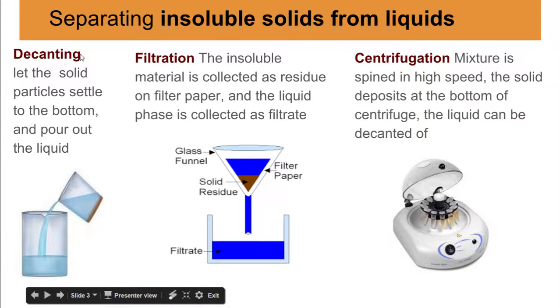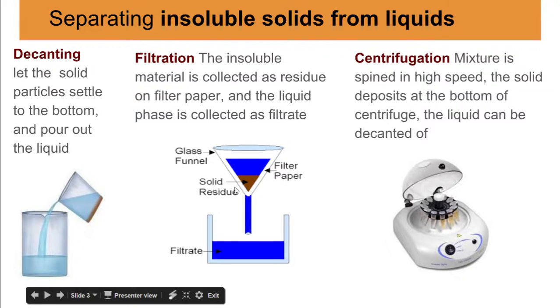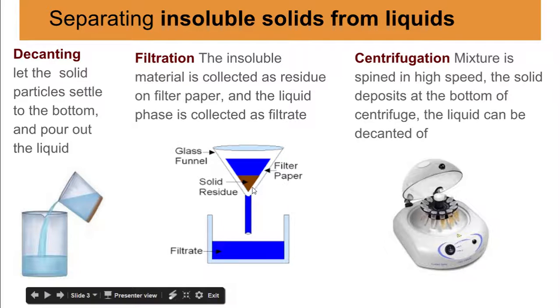First, let's see different methods that we use to separate insoluble solids from liquids. Decanting is the first method, and we'll just let the solid particles settle at the bottom, and after the separation has happened, we pour out the liquid. Filtration. The insoluble material is collected as a residue in the filter. We use a funnel and the filter paper, and we pour the mixture, and the solid is going to be left in the filter, and the liquid is going to go and gather as a filtrate. So we have the residue, the solid, and the filtrate, the liquid.